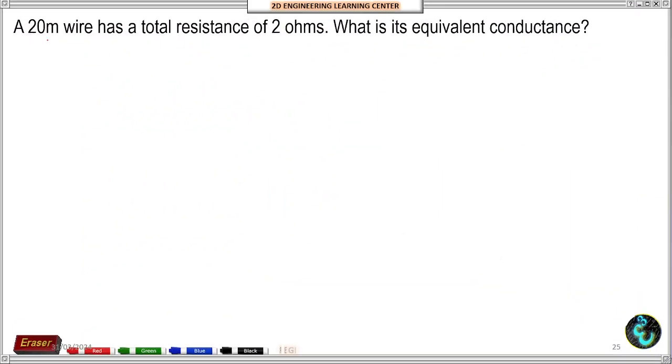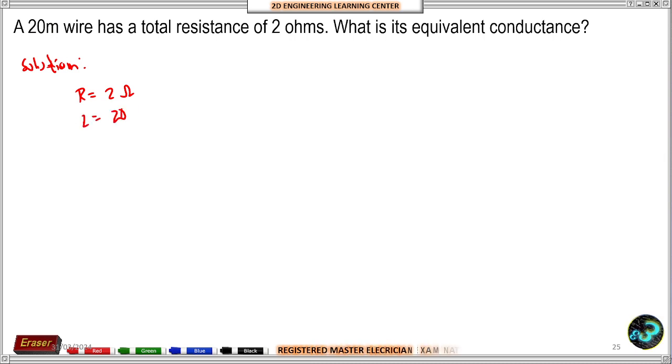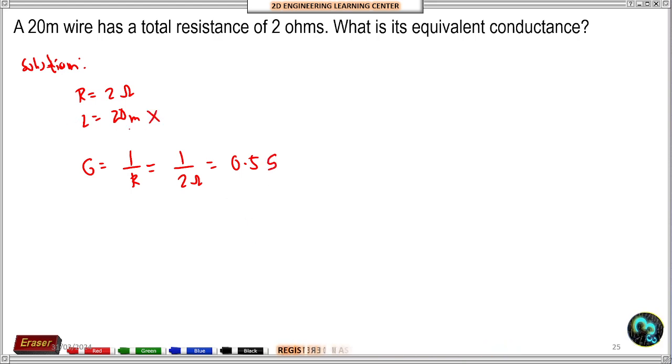So for this one, a 20-meter wire has a total resistance of 2 ohms. What is its equivalent conductance? Okay. So solution. So merong given dito or merong number na binigay dito sa question na walang gamit. No, kasi hinahanap mo is conductance. So yung resistance mo is 2 ohms. Given mo din yung meter, so that is the length, no? 20 meters. So ang hinahanap lang is yung conductance, which is equal to 1 over R. So we have 1 over 2 ohms, which is equal to 0.5. So the unit for that one is Siemens. So itong 20 meters na length, so wala tong gamit. Okay?